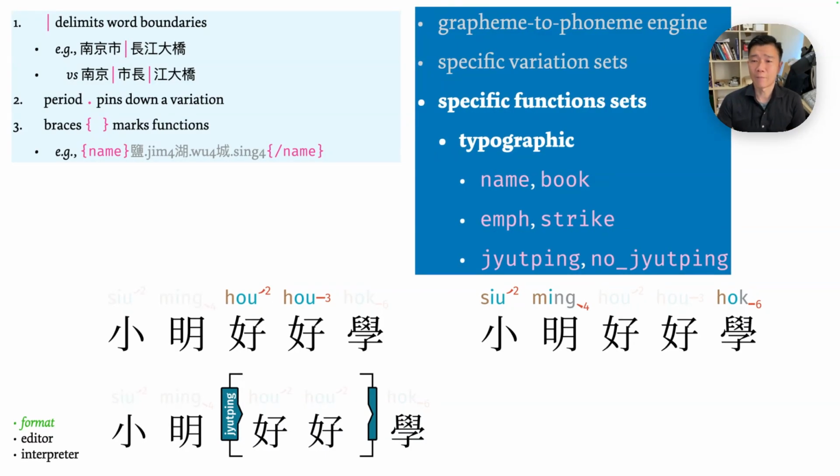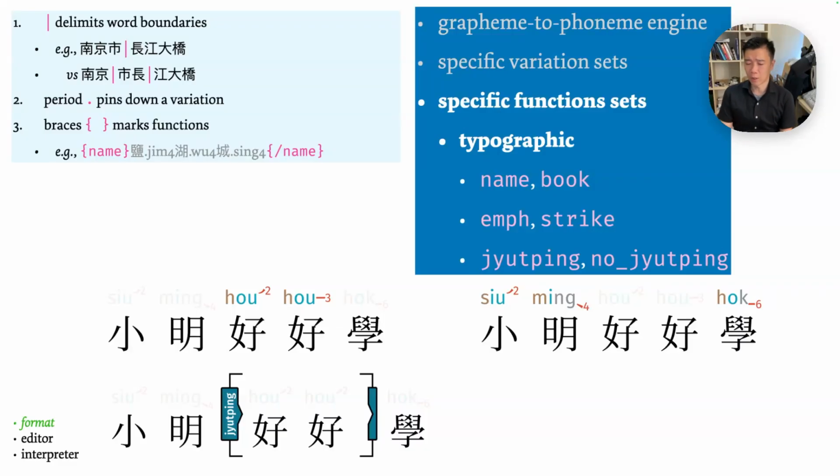We can have additionally Jyutping, no Jyutping for the cases where we want to annotate. We generally don't want those Jyutping, but we really need these two, perhaps to show that the first whole and the second whole is read a little differently. And so there is an additional function tag.